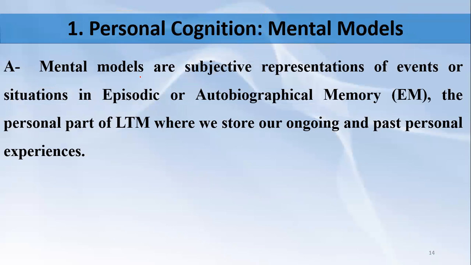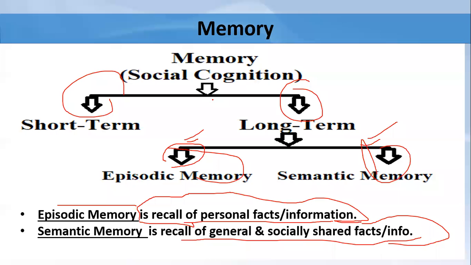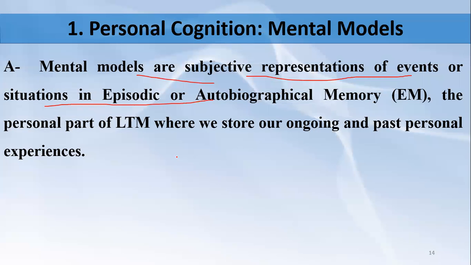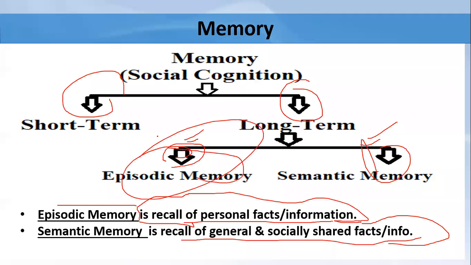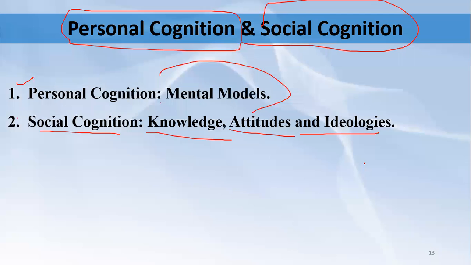The mental models or personal cognition. The mental models are subjective representations of events or situations stored in the episodic or autobiographical memory. Episodic memory, personal memory. Fine. The personal part of long-term memory. This is, as I told you, long-term memory is divided into two parts: the personal part and the social part. Fine, the shared part.